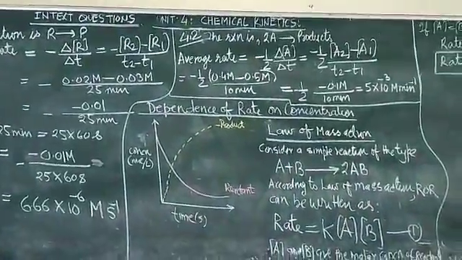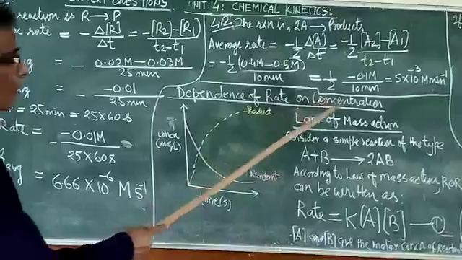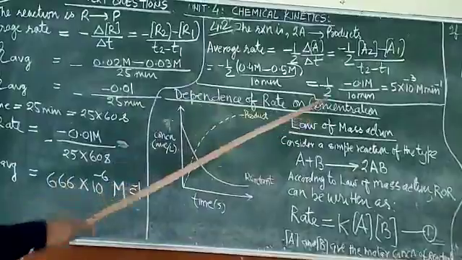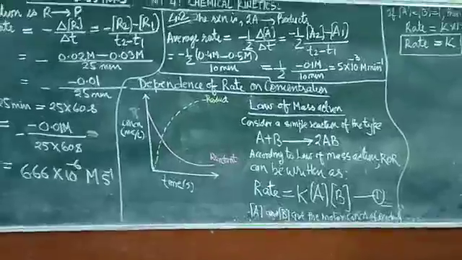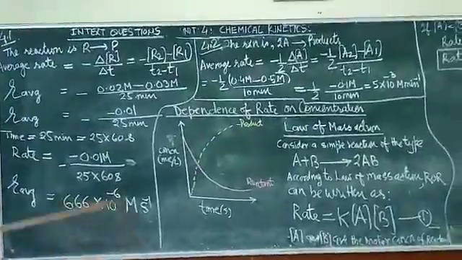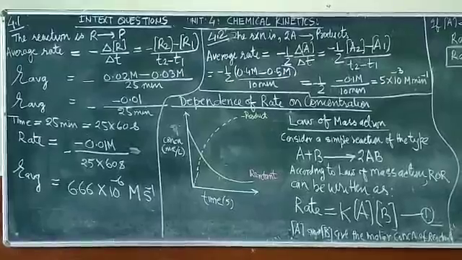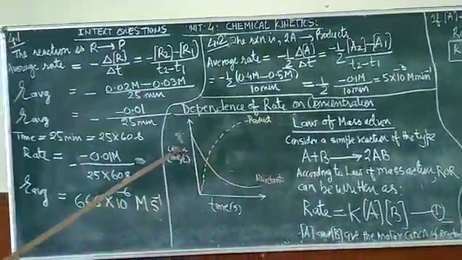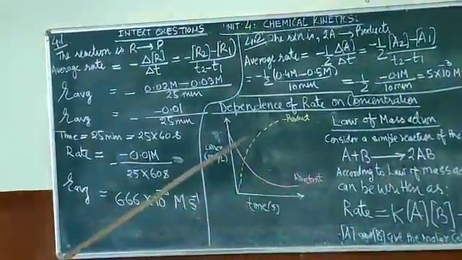Now I come to the new topic today, that is the dependence of rate on concentration. What do you mean by dependence of rate on concentration? When a chemical reaction proceeds, the reactants get converted into the products. As a result, the concentration of the reactant decreases while that of product increases. This behavior is shown graphically. I can show this behavior graphically. See here, the concentration of the reactant is decreasing while that of product is increasing.